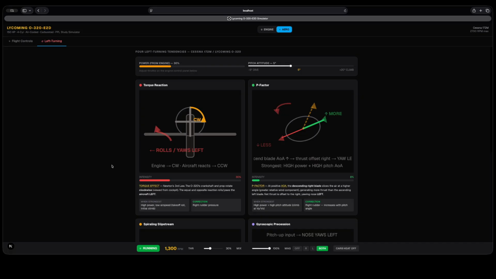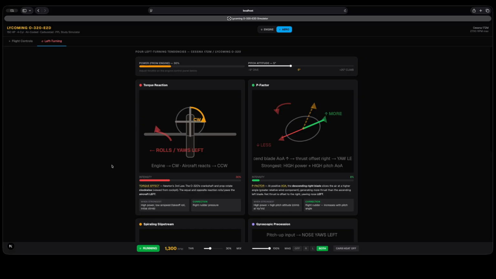So the torque effect is, as stated, Newton's third law. The rotation of the engine itself, of the crankshaft and the propeller, rotate clockwise, creating a left rotational force. Pretty straightforward, cause and effect. I think that one is pretty, like, when you say torque, people kind of understand that.